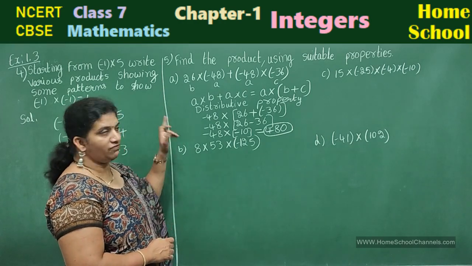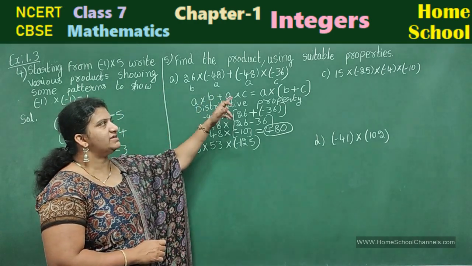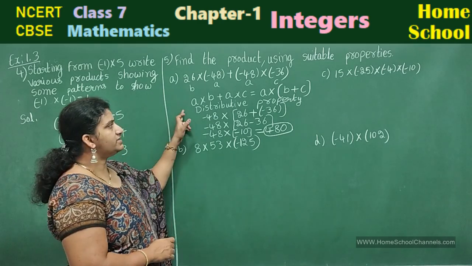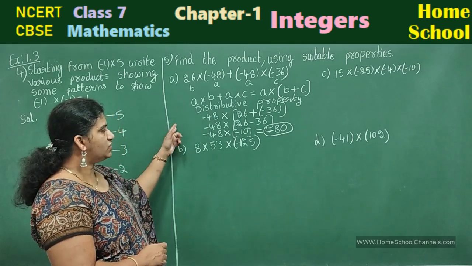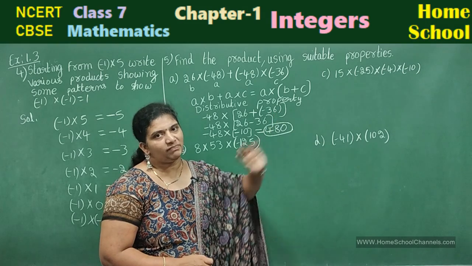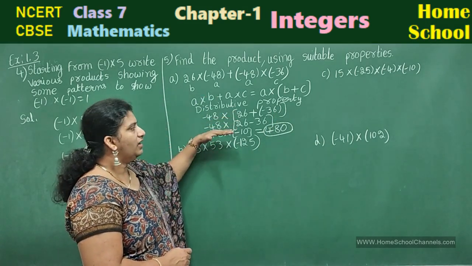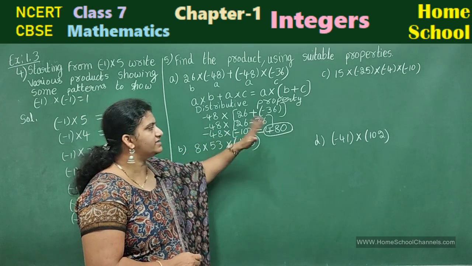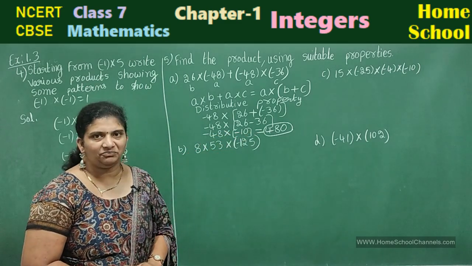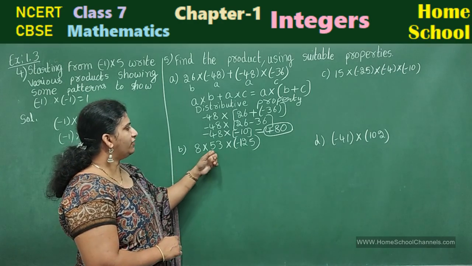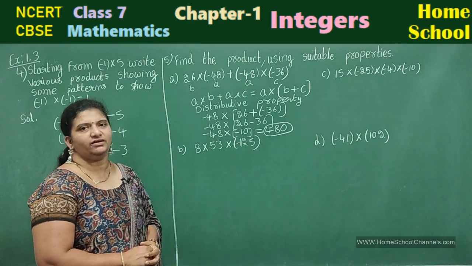This problem is in the form of A into B plus A into C. This is distributive property. This you can write as A into B plus C. And in the same way, write those numbers here and then simplify. Your answer is 480. B, 8 into 53 into minus 125.